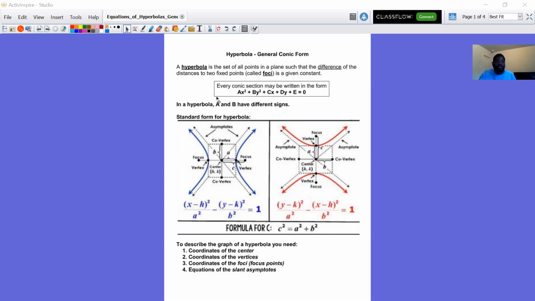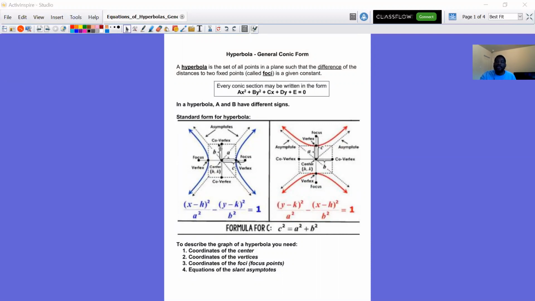Every conic section can be written in the following form: ax squared plus by squared plus cx plus dy plus e equals 0. If your x squared and y squared terms have different signs, no matter if a and b are equal or not, then we have a hyperbola. And we have two types of hyperbolas.